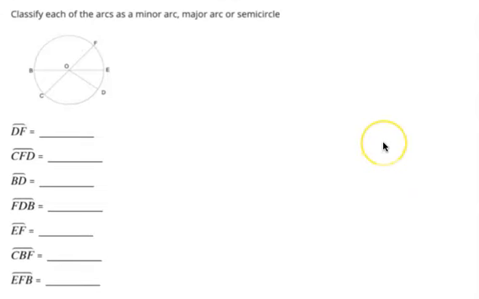The first question, question 1, talks about classifying each of the arcs as minor, major, or semicircles. Anything that has 2 letters is going to be a minor arc, because it has to be less than 180 degrees. Anything with 3 letters or more is telling you a direction of the circle that you're going. So all the 2-letter ones are minor arcs. The 3-letter ones are either major arcs or semicircles. Semicircles are the ones that are exactly half of the circle.